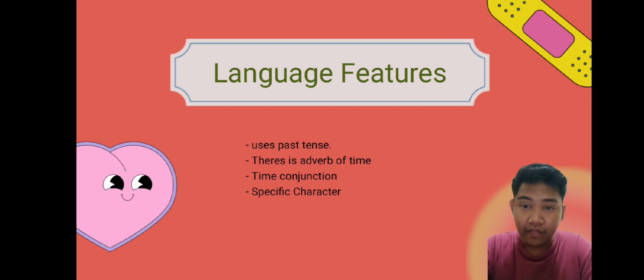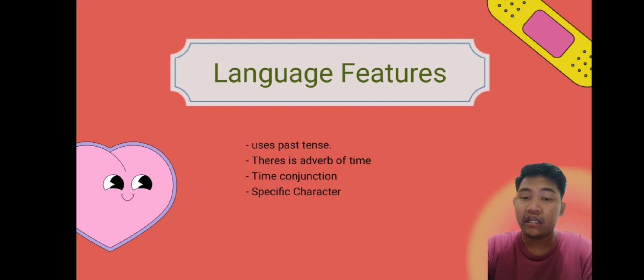Next, after we learn about the structure of it, we have to know there are language features of this text. Number 1, it uses past tense. If you forgot what the past tense is, you had better learn it again before coming to the text. Number 2, there are adverbs of time like once upon a time, one day, long time ago, and others. Next is time conjunctions like when, then, suddenly.